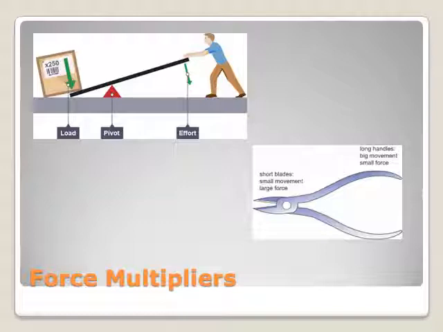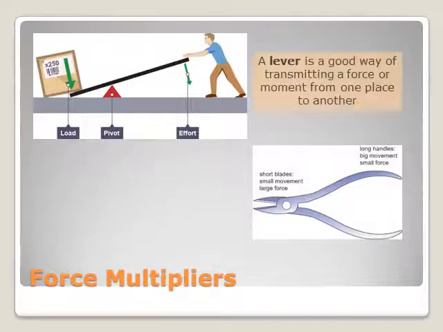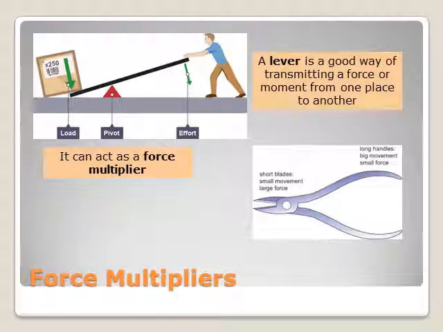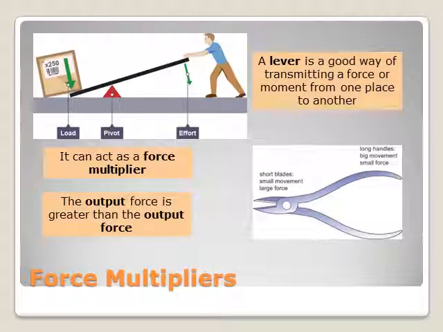Using moments on a lever like this means that you're sending the force from one end of the lever to the other end, transmitting that force. And if you use a lever which is longer on one end than the other, that acts as a force multiplier. In other words, the force you put in is smaller than the force you get out, or the output force is greater than the input force.